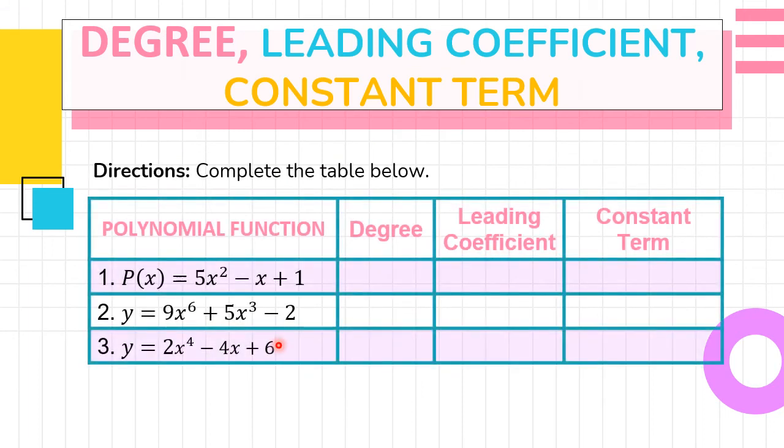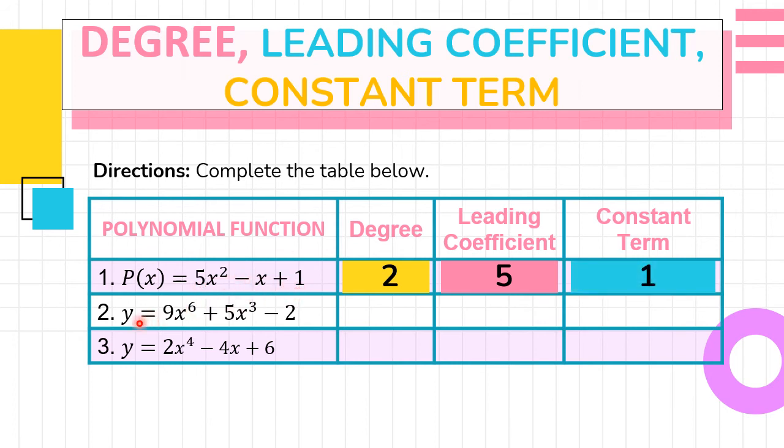Complete the table below. So, given the polynomial function, f of x equals 5x squared minus x plus 1, y equals 9x raised to 6 plus 5x cubed minus 2, y equals 2x raised to 4 minus 4x plus 6. Determine the degree, the leading coefficient, and the constant term. So, for number 1, what is the degree? The highest exponent. Anong highest exponent natin dito? Okay, very good. That is 2. What is the leading coefficient? Siyempre, yung nasa harapan, and that is 5. So, the constant term, yung walang kasamang variable, we have 1.